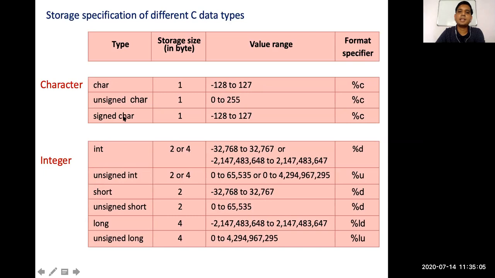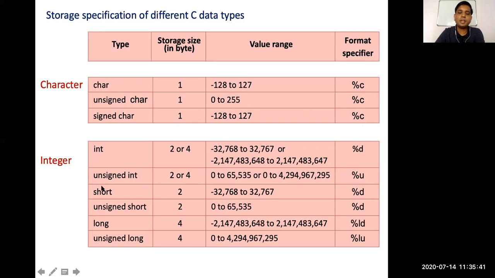Next is unsigned character. In unsigned character, the 1 bit that is required to store the plus or minus is not required, because it is an unsigned character. It means that we cannot store a negative value inside it. So we have the whole 8 bits to store our data. The minimum value is 0 and the maximum value is all ones, that is 255. Signed character is the same as your simple char. And the format specifier for all the characters is %c only.